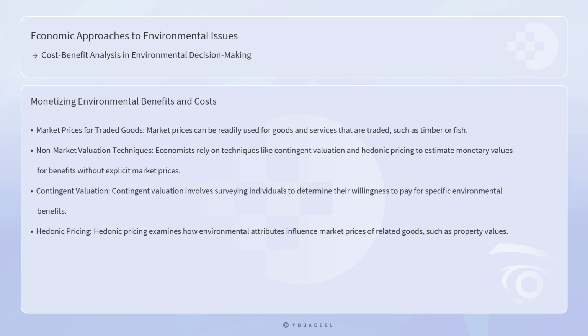Contingent valuation involves surveying individuals to determine their willingness to pay for specific environmental benefits, while hedonic pricing examines how environmental attributes influence market prices of related goods, such as property values.